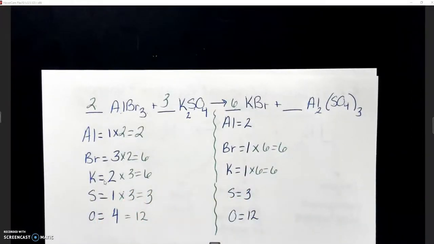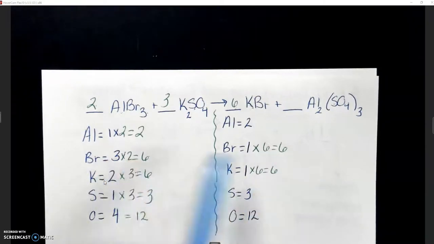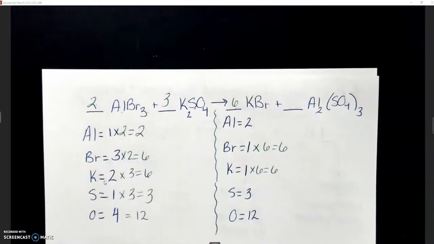And if we go through, is everything balanced? Oxygen's 12, sulfur's 3, potassium 6, bromine 6, aluminum 6. I think we're good. Alrighty. We are going to run out of time for this part, so I will do the second part, which is balancing a combustion reaction using half coefficients, in the next part. So stay tuned.